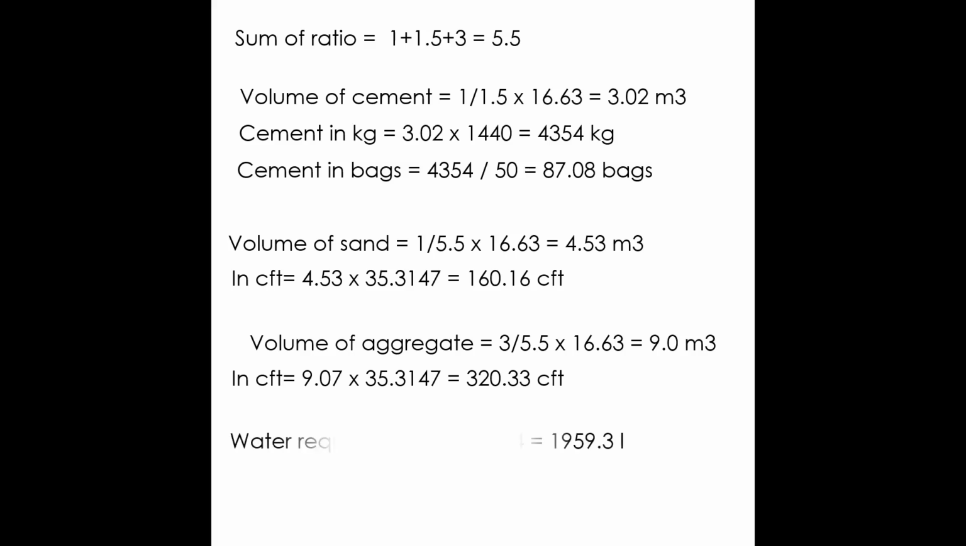Sand and aggregate are usually sold by the ton. Let's say sand has a density of 1600 kg/m3. So 4.5 cubic meters x 1600 kg/m3 is 7200 kg, which is 7.2 tons. Similarly, for aggregate with a density of 1500 kg/m3, you'd need 9 cubic meters x 1500 kg/m3, which is 13,500 kg or 13.5 tons.